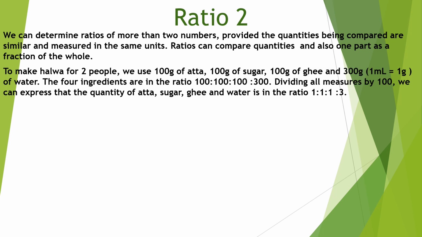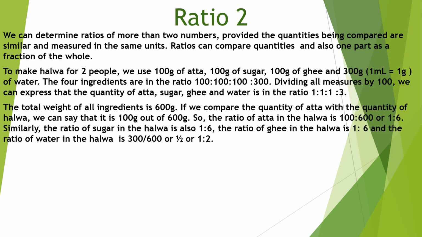Let us make halwa for two people. We require 100 grams of atta, 100 grams of sugar, 100 grams of ghee and 300 grams of water. 1 milliliter of water weighs 1 gram. Now the four ingredients are in the ratio 100 is to 100 is to 100 is to 300. That is 1 is to 1 is to 1 is to 3.